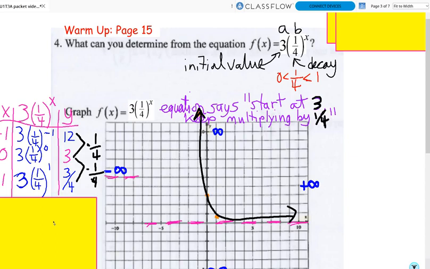And then notice in the y column on my table, I'm always multiplying by 1/4 to get to the next y value. And in fact, when I do x as 1, and I plug that in, I get 3/4. But if I had multiplied each of the y values by 1/4, 12 times 1/4 is 3, 3 times 1/4 is 3/4. I have enough points to create my graph.